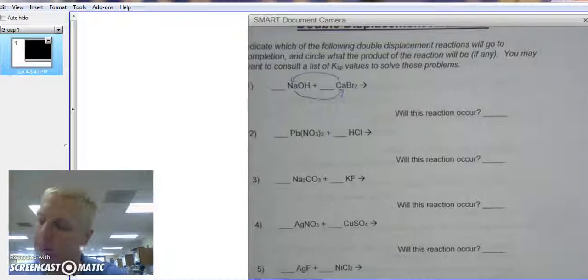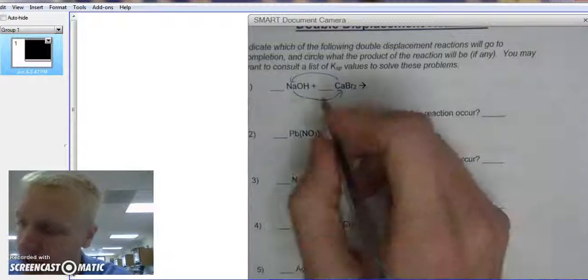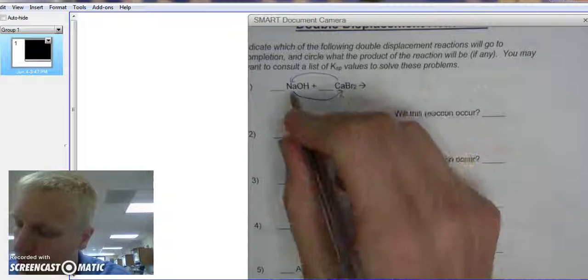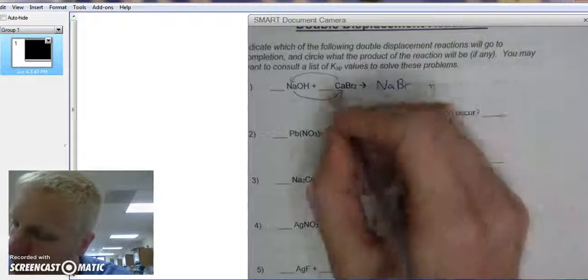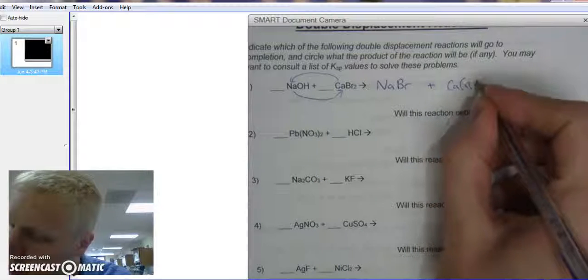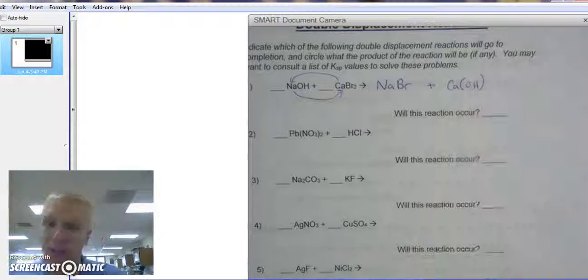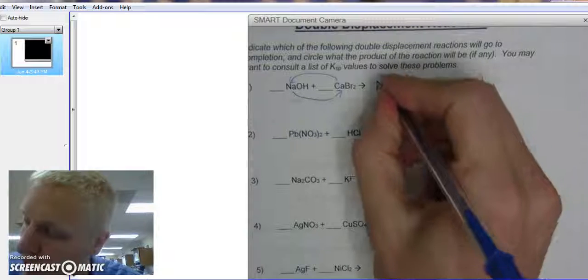When doing this, it's kind of like a predict-the-product problem, where you have to predict the products and then balance both sides of the equation. So Na is going to pop up with Br, and Ca is going to pop up with OH. Predicting the product is the first step. There are usually three steps. The second step is making sure that each molecule has an overall zero charge.